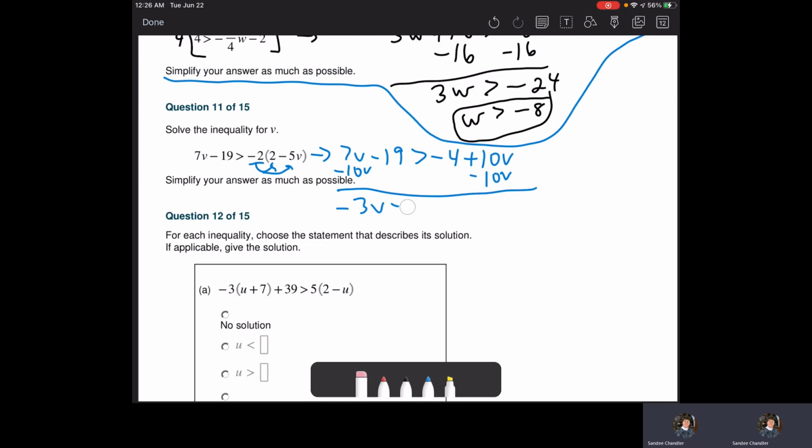You know what? Let's do all this at once. So I'm going to add the 19. Right? That's going to go away. So we're left with variables on the left, like I like with my inequalities. But when we divide by that negative 3, well, red lights should be going off, right? So that tells me v is less than negative 5.